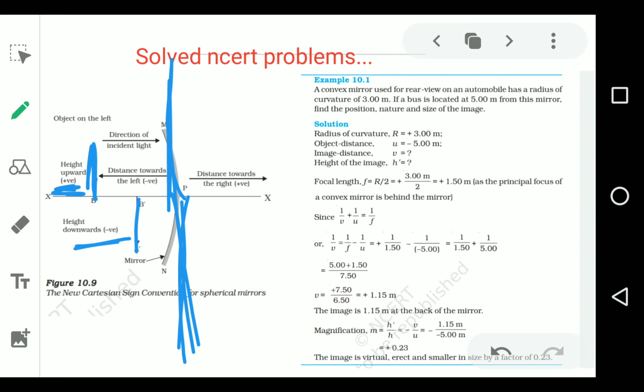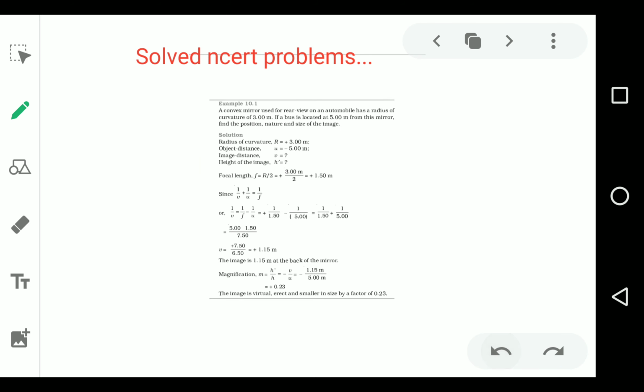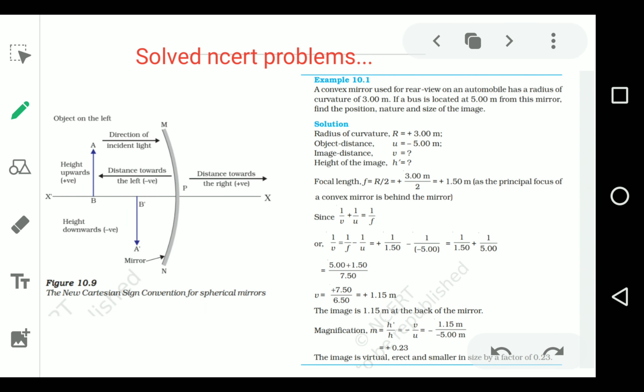So this is example 10.1 from your NCERT book. So what is the example? Read it properly. What are the given things? Point them down. Okay, so the first one is about the convex mirror. You know that for a convex mirror, the focus is found on the positive axis. Okay, convex mirror, and they have given you the radius of curvature.